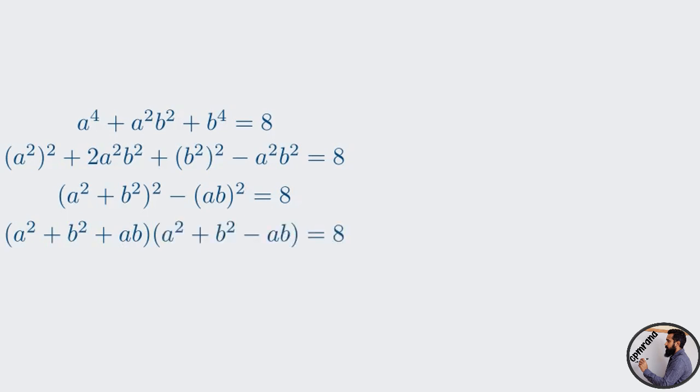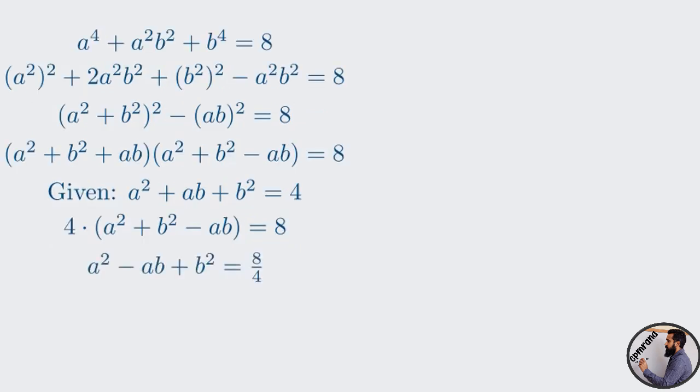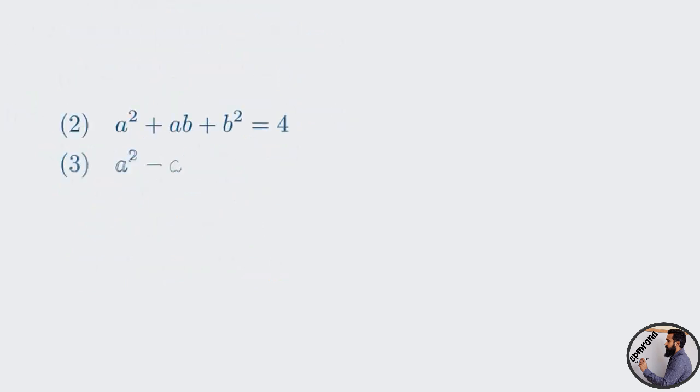We already know from our second given equation that a squared plus ab plus b squared equals 4. Let's substitute that value right here. Dividing both sides by 4, we find our third equation. So, equation 3 is a squared minus ab plus b squared equals 2. Now we have two very clean equations to work with, equation 2 and equation 3.